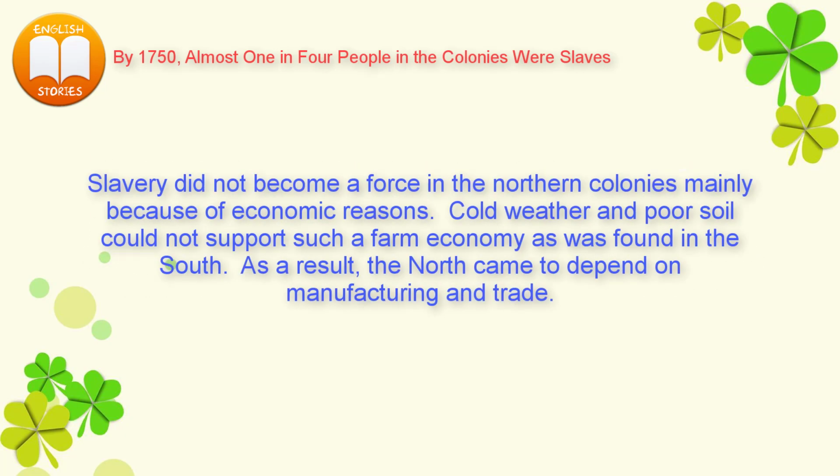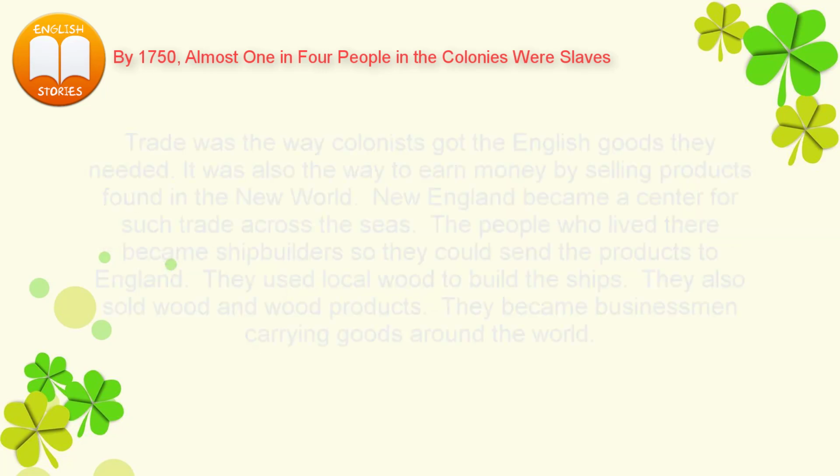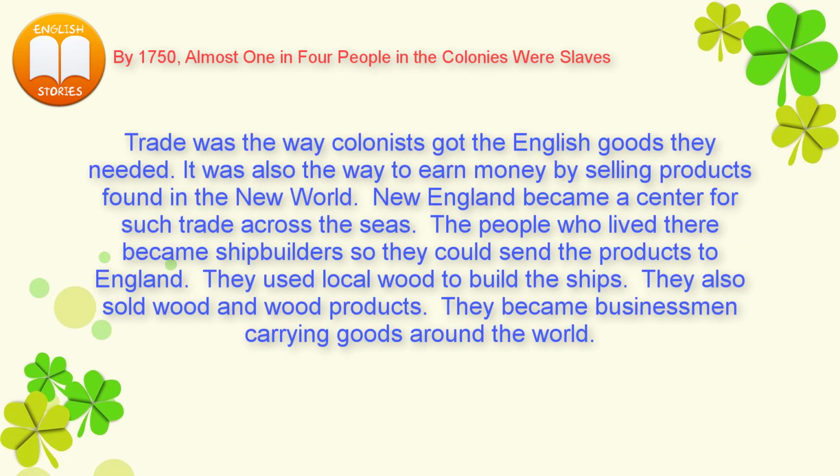Slavery did not become a force in the northern colonies, mainly because of economic reasons. Cold weather and poor soil could not support such a farm economy as was found in the South. As a result, the North came to depend on manufacturing and trade. Trade was the way colonists got the English goods they needed. It was also the way to earn money by selling products found in the New World.